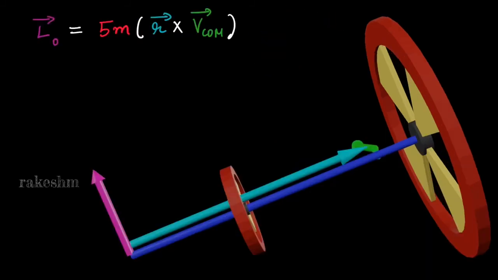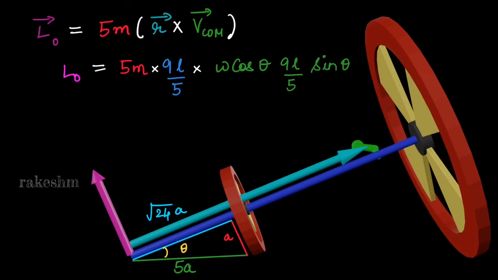Let us now put in all the values here so as to calculate the angular momentum. One more thing that you notice here is r bar and v bar are perpendicular. So we can write this as 5m into r center of mass into v center of mass.